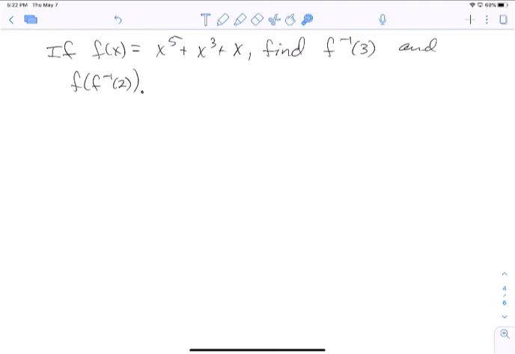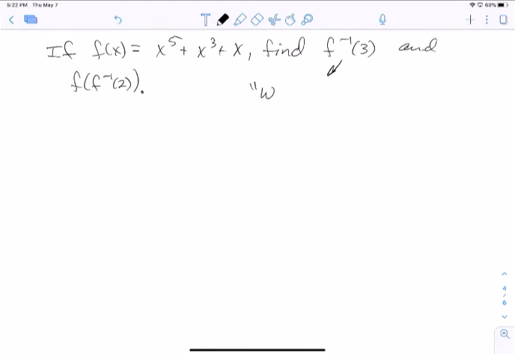We have an exercise here that asks us to explore the inverse relationship. If f of x is equal to x to the fifth plus x cubed plus x, then we're asked to find f inverse of 3 and f of f inverse of 2. If f is 1 to 1, then we're guaranteed that there is only one input that'll give us an output of 3. And remember, that's what f inverse of 3 is.